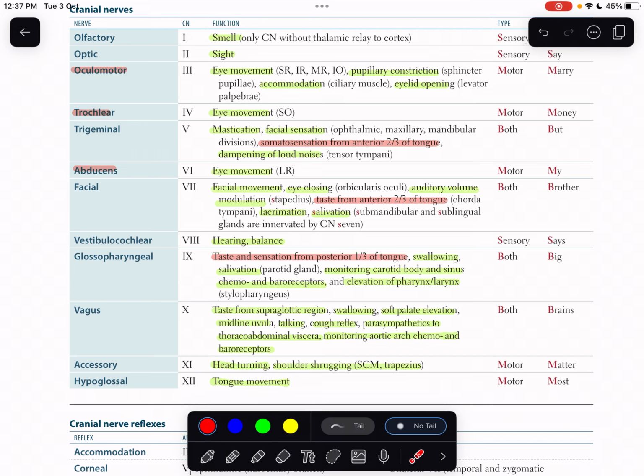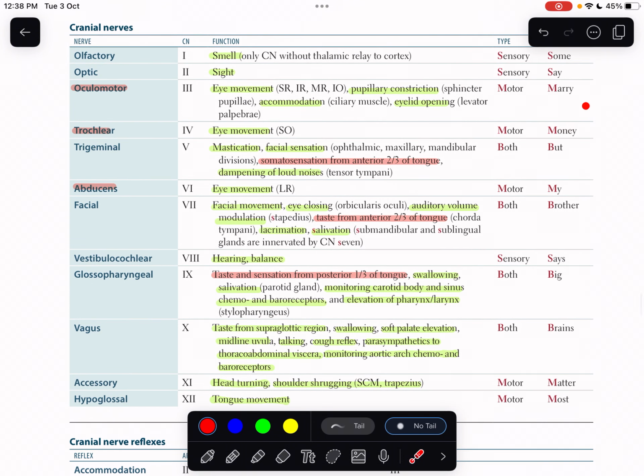Okay, so now how would I know whether these 12 nerves are sensory or motor, or have both functions? Always remember: some say marry money, but my brother says big brains matter most. S for sensory, M for motor, and B for both. It was really simple, but it is a very important topic, and it is a memorization topic. So do memorize it very well by repeating it many times.